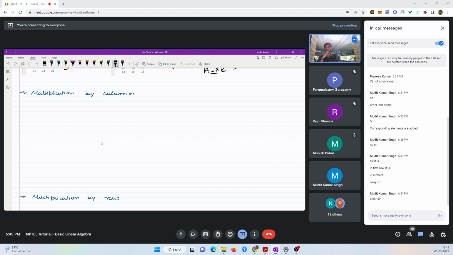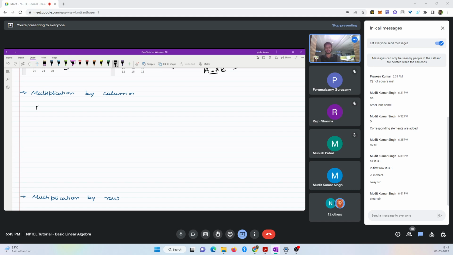Okay, now we saw a way of multiplication where we were taking the first row and multiplying it with the first column to get the first element. But actually, what do we mean by matrix multiplication? This is what we have to understand over here.